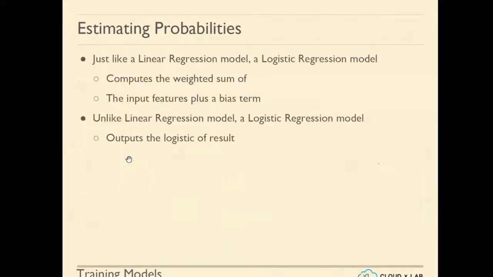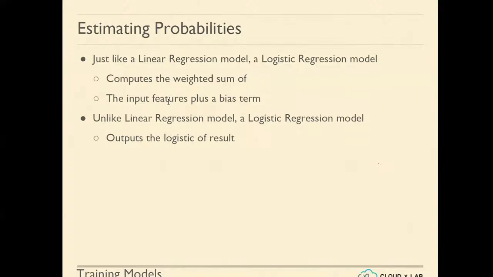Just like linear regression, logistic regression computes a sum of input features plus bias. So here also we calculate theta transpose x. Theta transpose x is nothing but theta 0 plus theta 1 x1 plus theta 2 x2 plus theta 3 x3, and so on. We are calculating a linear combination of input features. So in logistic regression also we calculate the weighted sum of input features, theta transpose x.